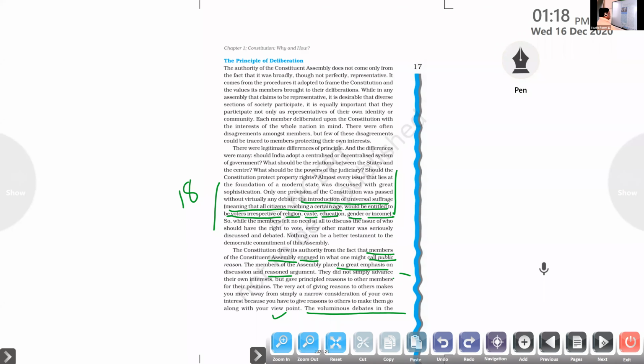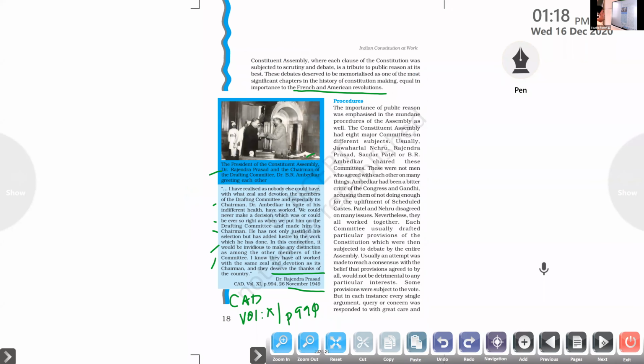Okay. Now we are moving to the procedures of the Indian Constitution, how they made it. The importance of public reason was emphasized in the procedures of the assembly. Procedure in the sense of the procedure on the ground, basically. It is related with the life of the common people as well. The Constituent Assembly had 8 major committees. Underline that. There are 8 major committees in the Constituent Assembly.